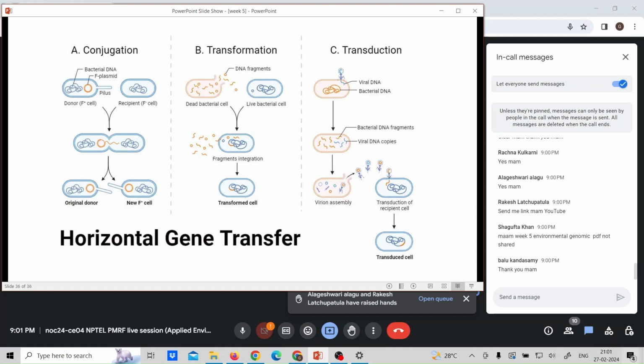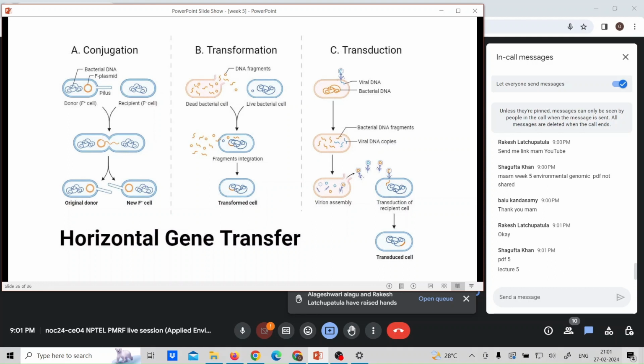Week 5 environmental genomic PDF. You mean which PDF? The one PPT that I have now, or the lecture PPTs in the actual lecture videos? Shagufta Khan? Oh, this lecture 5, this PPT, right? Oh, this I'll put in the drive after the session only. I'll upload it in the drive once the session is over.